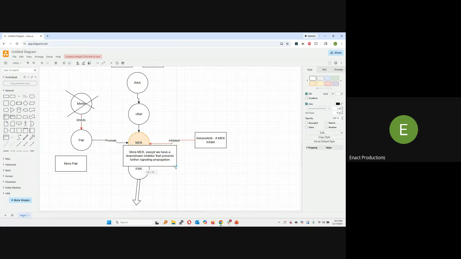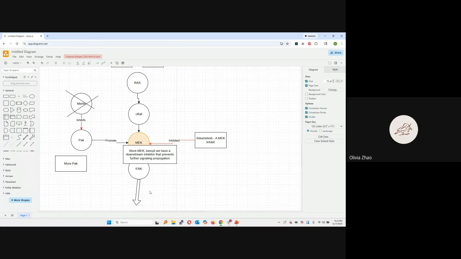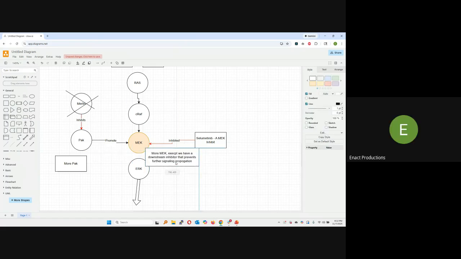Olivia, does that make sense to you? Yeah, I think so. Okay. Anushka, does that make sense? How the MEK inhibitor kind of stops this cascade of things that were otherwise overexpressed? Yeah. Okay, cool.